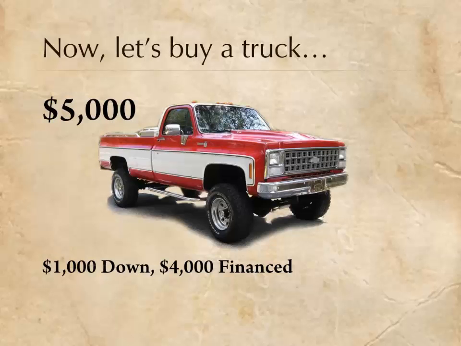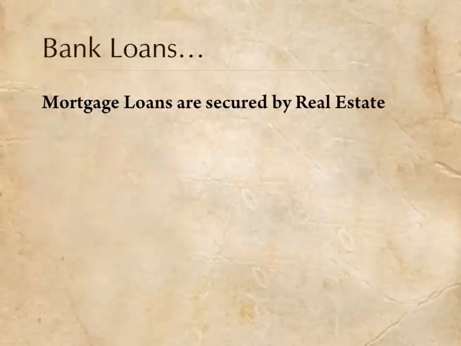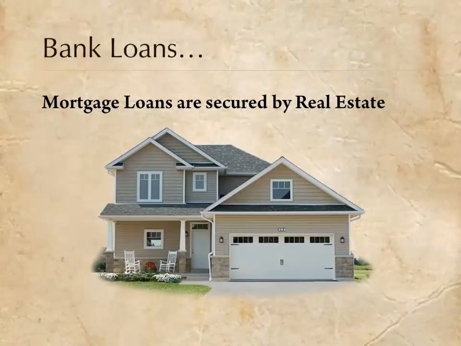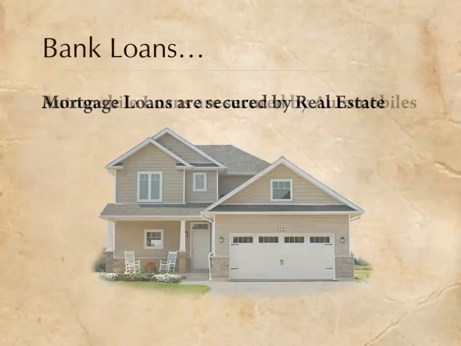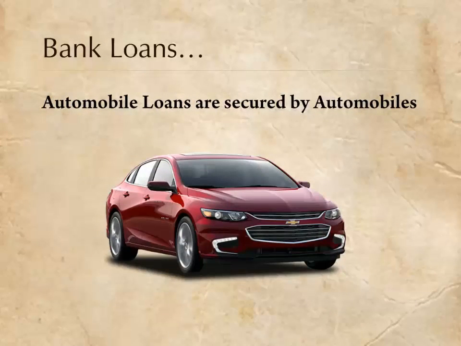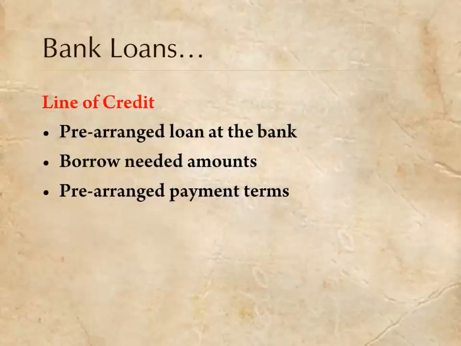Let's take a second and discuss bank loans. Everyone knows about mortgages. They are long-term loans secured by real estate. Car loans are long-term loans secured by cars. Businesses often arrange short-term loans called lines of credit. A line of credit means the business has a pre-arranged bank loan that allows them to borrow amounts they need at their convenience. Payment terms are also pre-arranged.